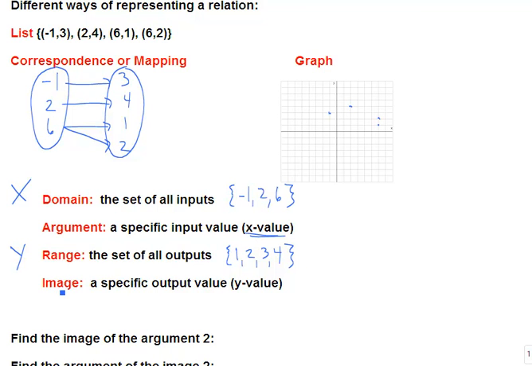And then the image is one specific output value or one specific y value. So just 3 or just 4 or just 1 or just 2.